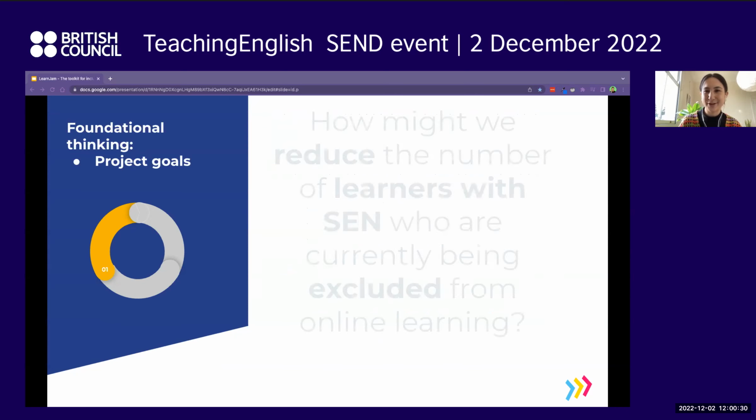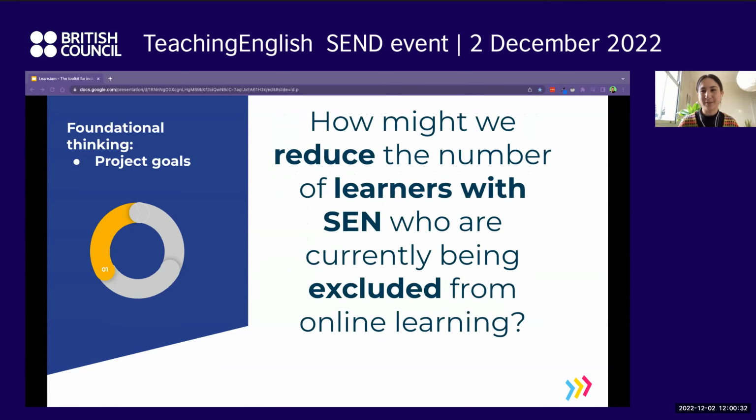We started with the project goal, and the ultimate goal of this project is a reduction in the number of learners with SEN who are currently being excluded from online learning. So we have this question of how might we reduce the number of learners with SEN who are currently being excluded from online learning? SEN was identified as an area for research because very little accommodation seemed to have been made by organizations involved in remote teaching, and there was a lack of research in English language teaching and learning with SEN.